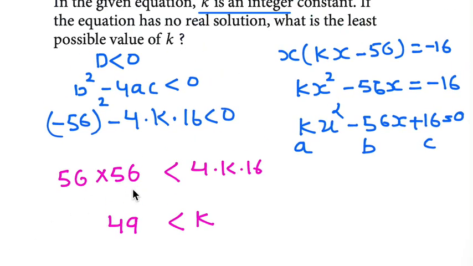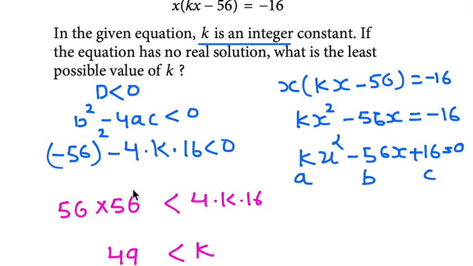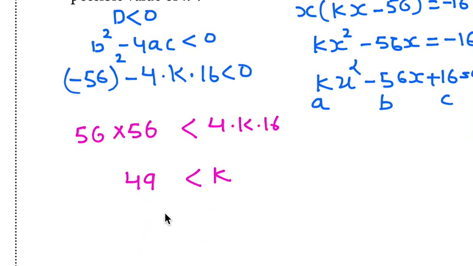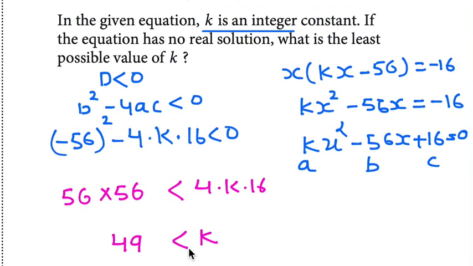Now in our options, k is an integer which is greater than 49. So what is the possible value of k? Least possible, 50. So for this value of k, this equation has no real solution. That is the question. Question is solved.